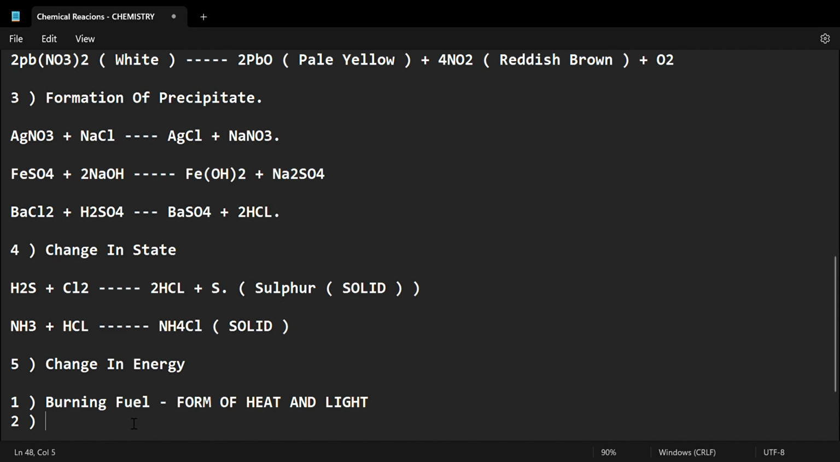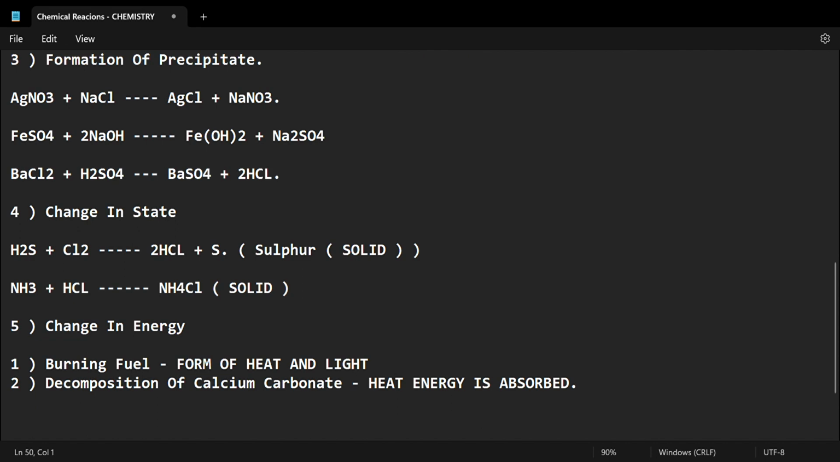The second one: during decomposition of calcium carbonate, heat energy is absorbed. So these are the two for change in energy. So we are officially done with the characteristics of the chemical reaction.